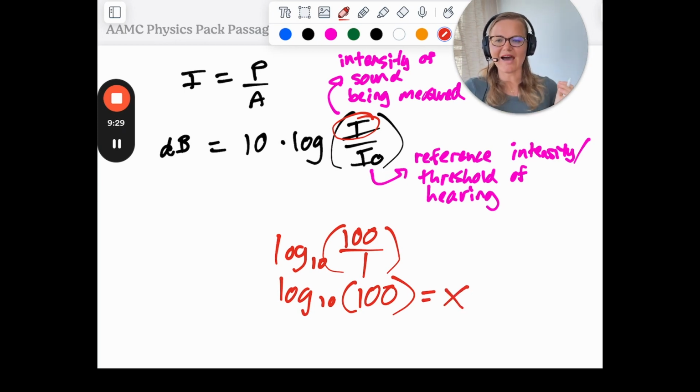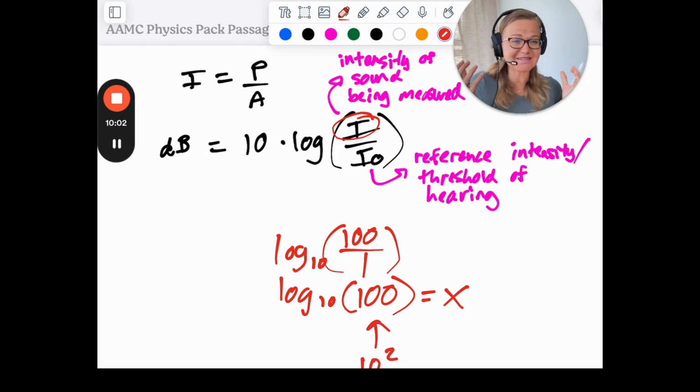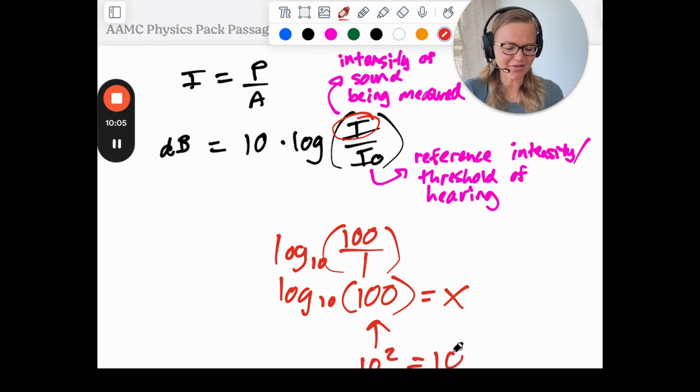Well, we just need to ask ourselves how many times you must multiply 10 by itself to achieve the number inside the parentheses. So that's easy, right? If we just square 10, we multiply 10 by itself twice, then we get 100. So we know that our x here is going to be equal to 2.